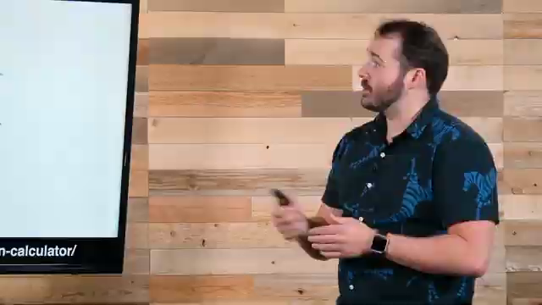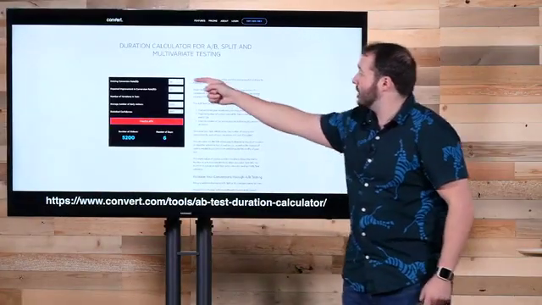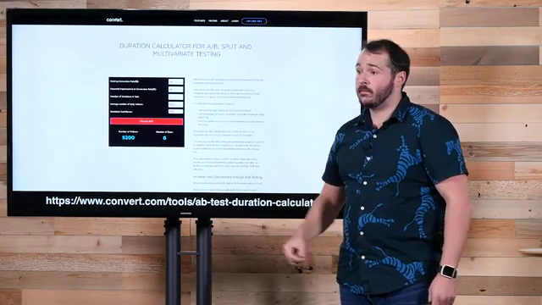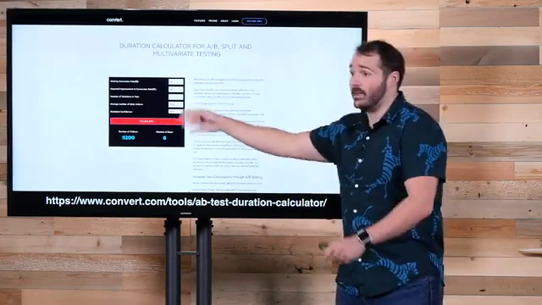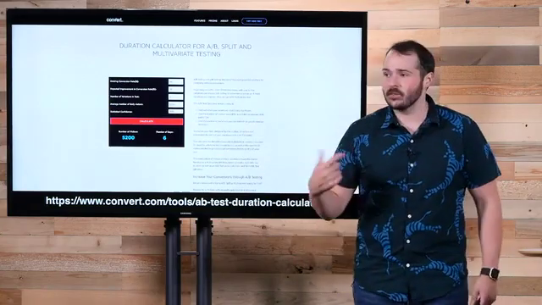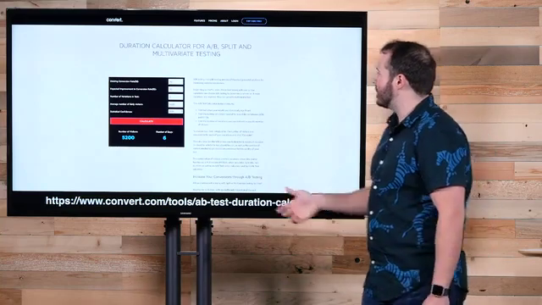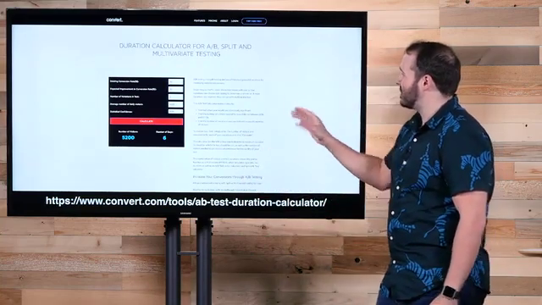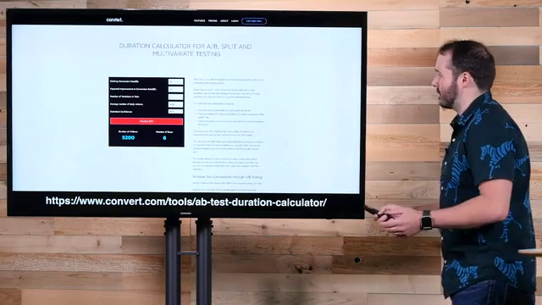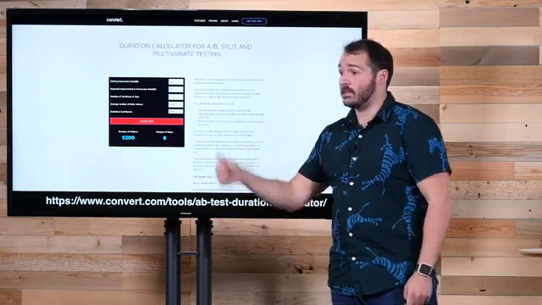This is a great duration calculator and split testing tool from convert.com. You put in existing conversion rate, expected improvement. This is fun just to play around with, because you can start going through some scenarios and seeing whether a test is worth doing. I'll show you an example in a second, and it'll tell you things like, hey, this is the number of days, number of visitors you need. 6 days, round up to 7.